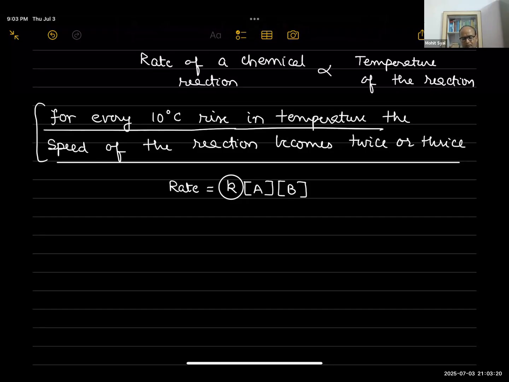Won't it evaporate though, if it's a liquid reaction? Yeah, concentration depends upon the total volume. And if you have taken a rigid container, the volume will remain the same. Mostly the container is rigid. So basically, the concentration remains the same. Actually, the K increases with the temperature.